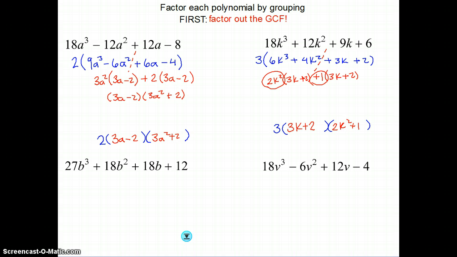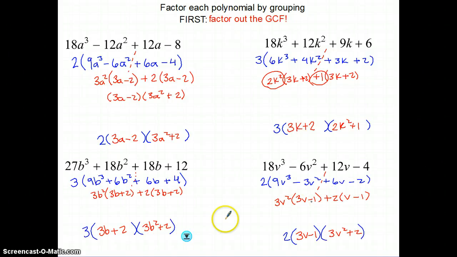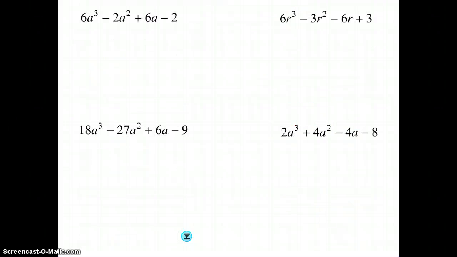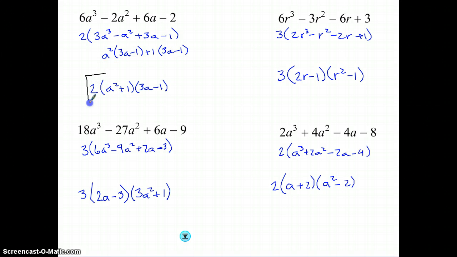Go ahead and pause the video and try the next two on your own. For the first, you should have factored out a greatest common factor of 3. And factoring the remaining polynomial, you should have had 3b plus 2 in one parentheses with 3b squared plus 2 in the second. To the right, you should have factored out a GCF of 2, and the remaining polynomial should have factored into 3v minus 1 and 3v squared plus 2. Go ahead and again try these next four on your own after pausing the video. Okay, go ahead and check your work.